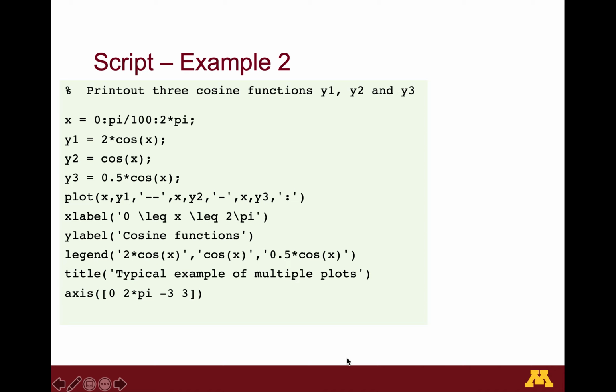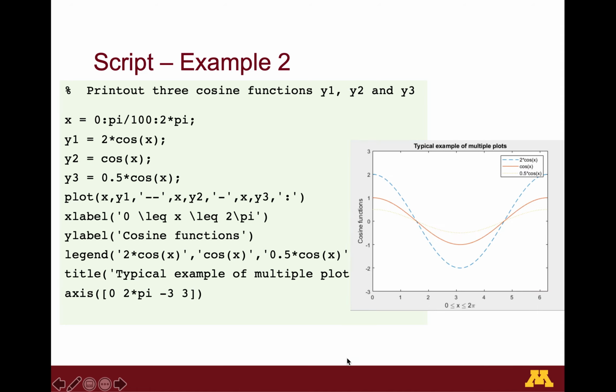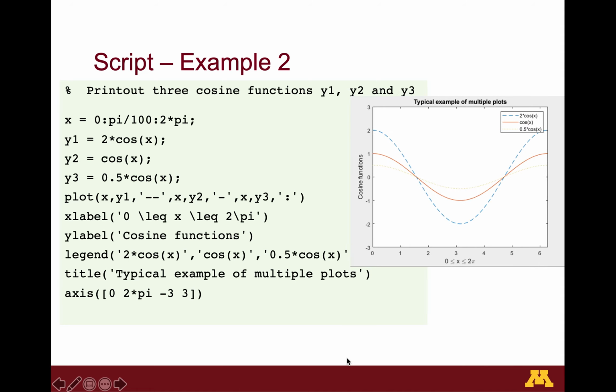The second example is to first develop the equations for getting y1, y2, and y3 given an x vector as the input, and then plot the three cosine functions y1, y2, y3. After you input the following code in a new script file, save it as example2.m, and run it, you can get this output as a typical example of multiple plots. And you are going to learn more about data visualization in a later lecture.